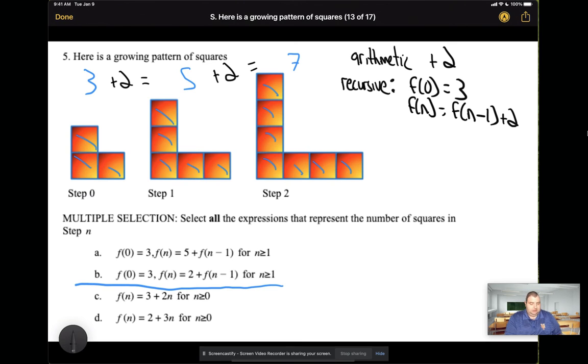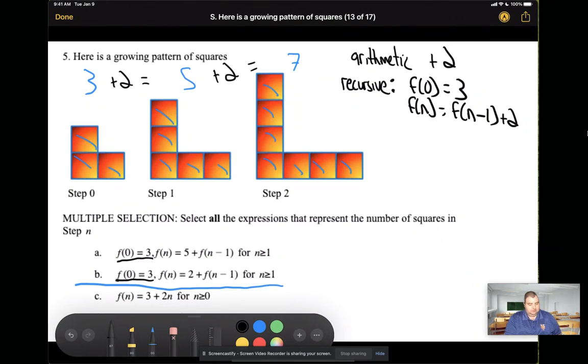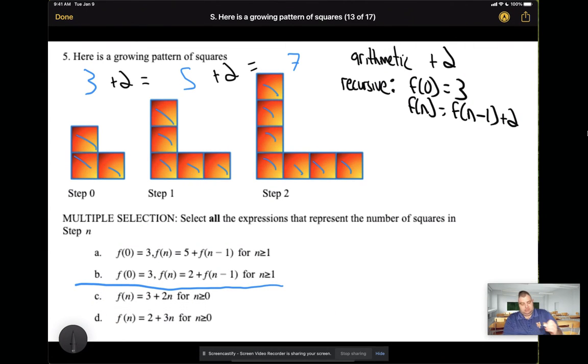Now, if I look at A and B, they both tell me that my starting term is 3, but notice they switch around the order. If I switch around the order when I'm adding, does it matter? And the answer is no, of course not. f of n minus 1 plus 2 is the same as 2 plus f of n minus 1. When you're adding, the order does not matter. So one of the answers to this is going to be choice B. So the recursive is choice B.